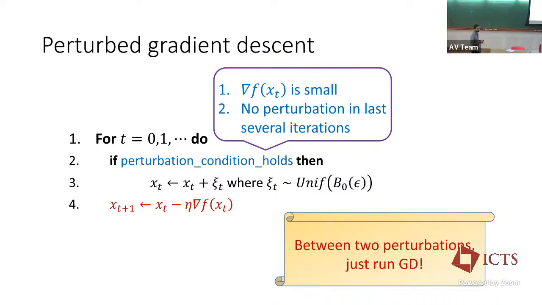So yeah, this small can again be epsilon. So we are looking at epsilon second order stationary point convergence. So we'll check whether the norm of the gradient is smaller than epsilon, and we have not added any perturbation in the last several iterations. Again, several also has a quantitative meaning, but we check for both of these conditions, and then if both of them hold, then we add perturbation. Otherwise, we don't add perturbation.